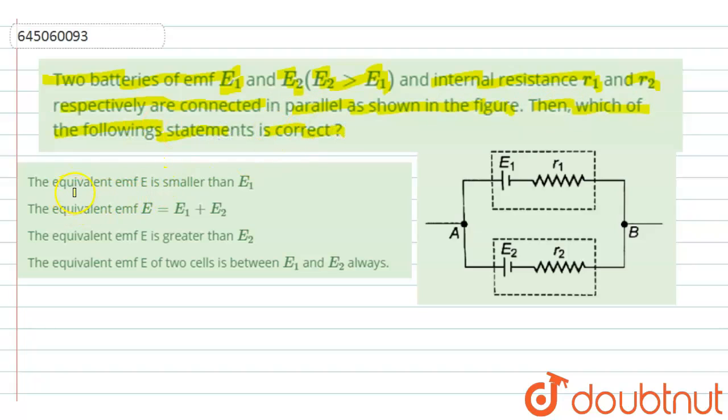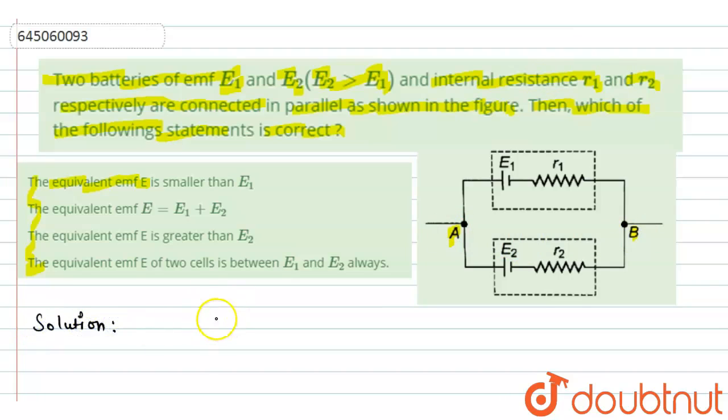Now we have four statements related to the equivalent EMF we have to find. These are the given options, and this is the circuit diagram where two batteries E1 and E2 with their internal resistances R1 and R2 are connected in parallel between points A and B. So now let's see the solution part.